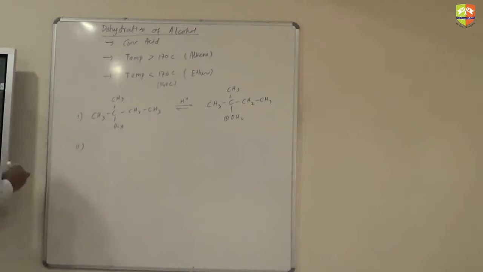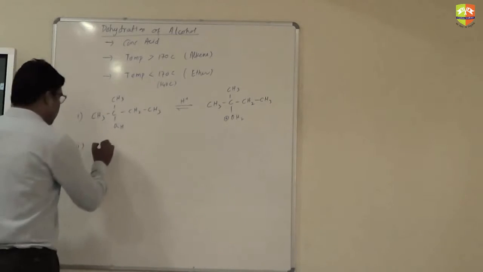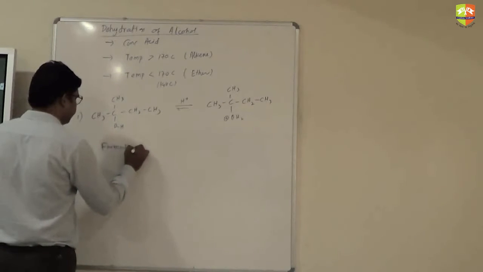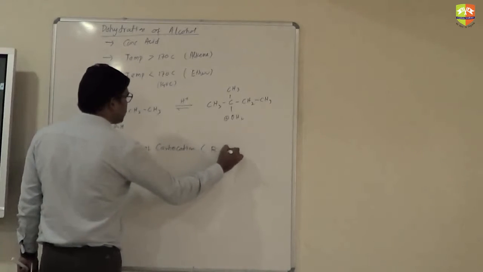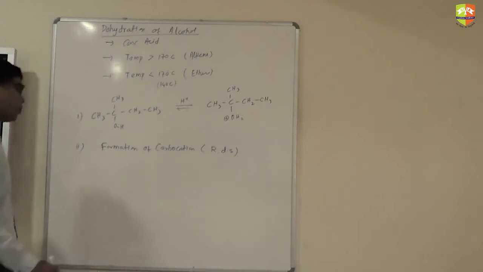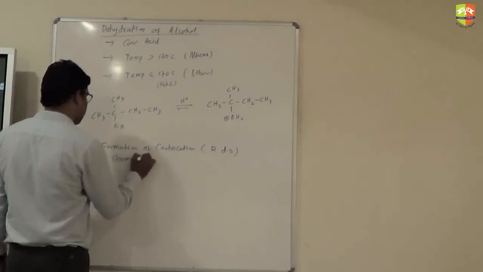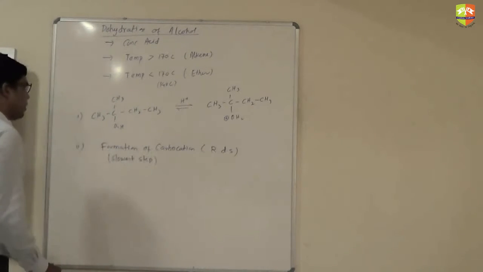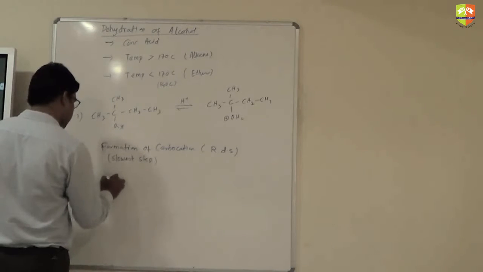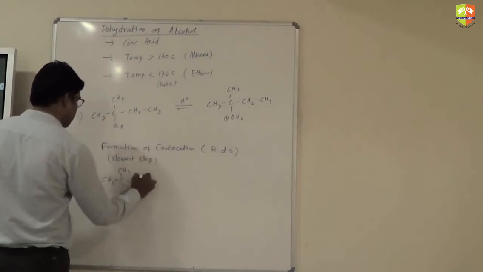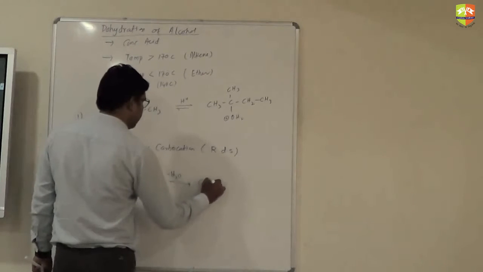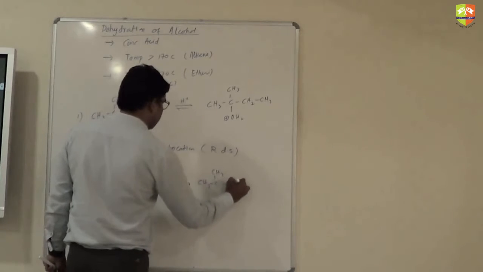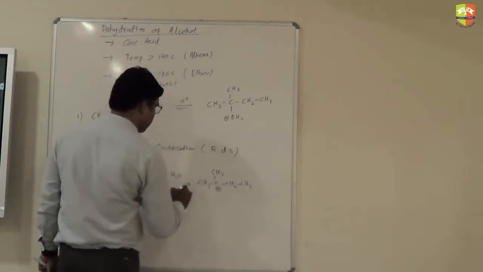Second step, what happens? Elimination of water, or formation of carbocation. Formation of carbocation is the RDS of this reaction. What is RDS? It is the slow step. Now, you see CH3, C CH3, OH2 plus, CH2 CH3, and when the H2O molecule goes out, it forms CH3 C CH3 CH2 CH3 with a positive charge. RDS.